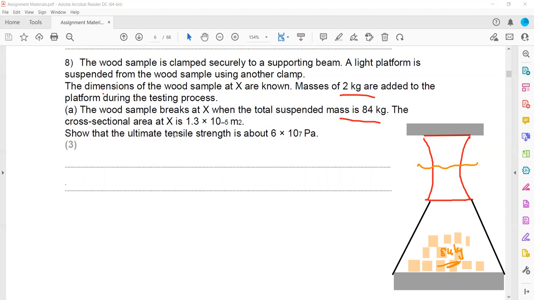Ultimate tensile strength, also known as UTS, means the maximum stress which the object can bear before it breaks. So how do we work out the maximum stress? Sigma equals force per unit area, meaning stress is force acting on unit area. What about the force? Mass is not the force, weight is the force. The mass is 84. Weight is mass multiplied by gravity, and weight will be the force here. So it will be 84 multiplied by 9.81.